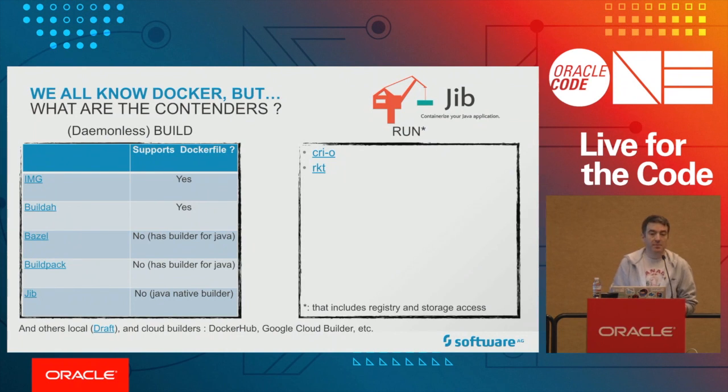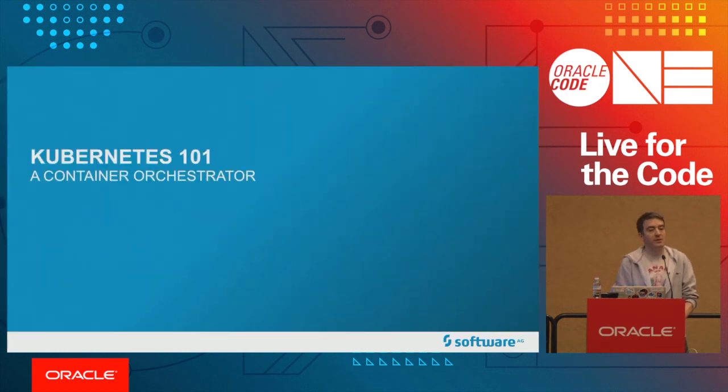I've talked about build containers. There are also some run containers with CRI-O, for example, and rkt. They are also able to run Docker images and make containers out of them. Enough with containers. The talk is about Kubernetes, so let's get started with Kubernetes.